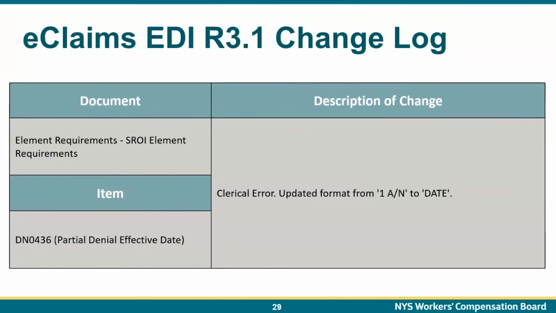For eClaims change log number 45, the element requirement table, specifically the SROI element requirements, was updated for DN 436 due to a clerical error. It was updated from noting it was an alphanumeric character to a date character.